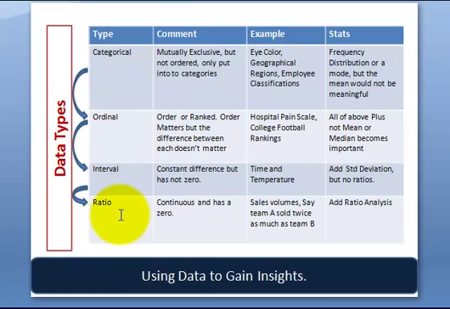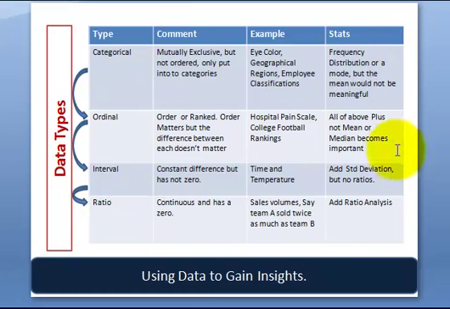And that takes us to the last category, ratio, where you have all the prior characteristics, but you have a zero. So I can say if you sell $200 and I sell $100, because I know we're starting from a base of zero, I can now do ratio analysis and say you sold twice as much as I sold. I can't say that with time. I can't say 2 o'clock is twice as large as 1 o'clock. Hopefully that makes clear all the different data types.